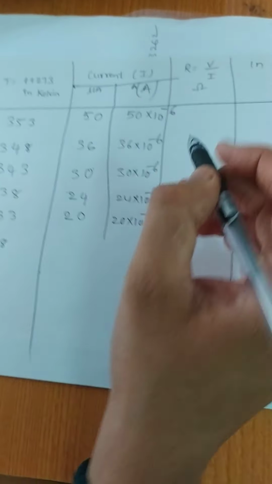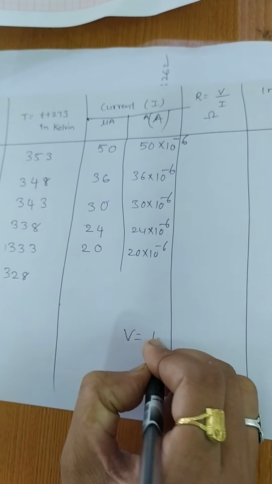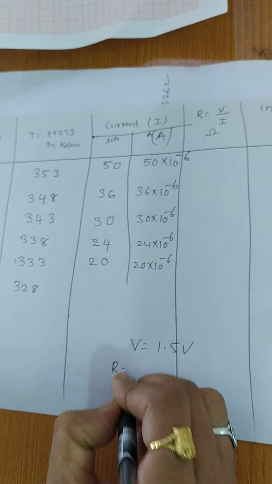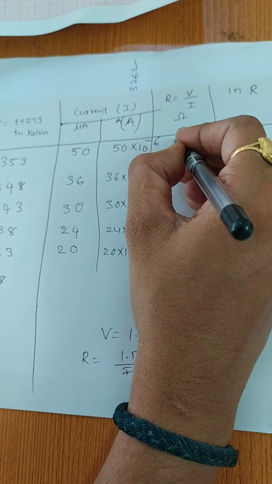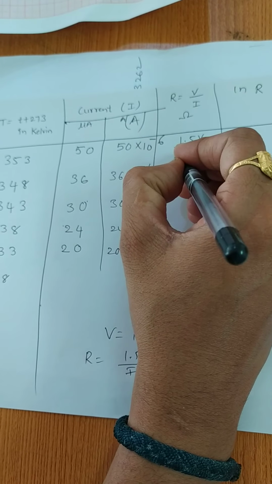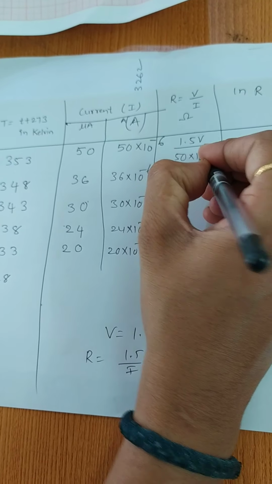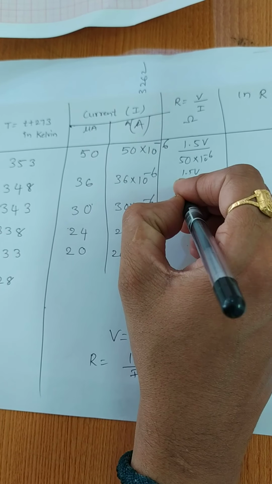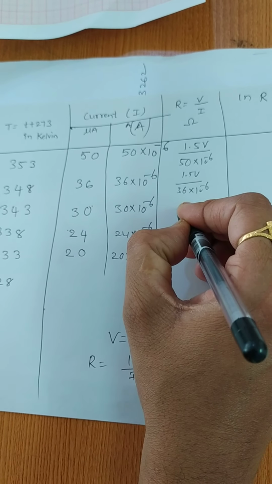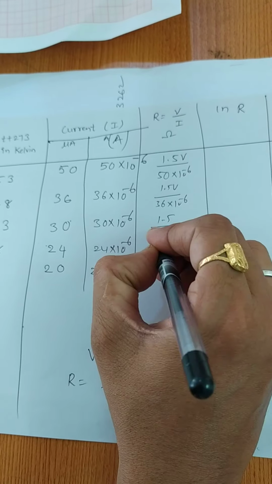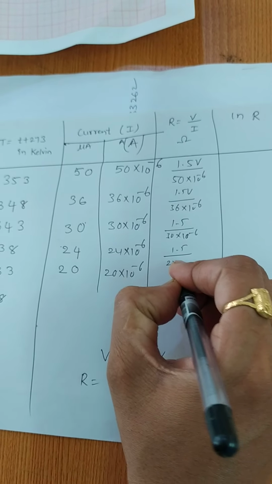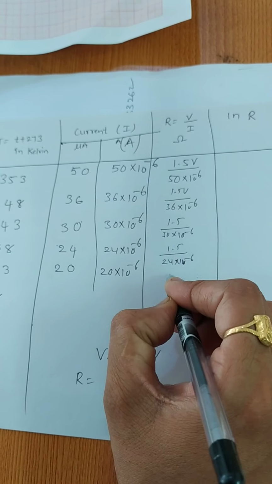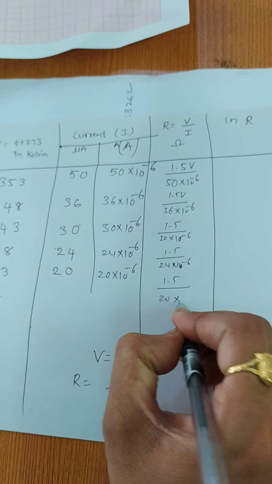Okay, so R is equal to V divided by I. V is the voltage we are taking, which is 1.5 volts. So R is equal to 1.5 divided by I. I is 50, so we can write it as 1.5 divided by 50, times 10 to the power of minus 6. Like that you can do all the values: 1.5 by 36 times 10 to the power of minus 6, 1.5 by 30, 1.5 by 24, and 1.5 by 20, each times 10 to the power of minus 6.